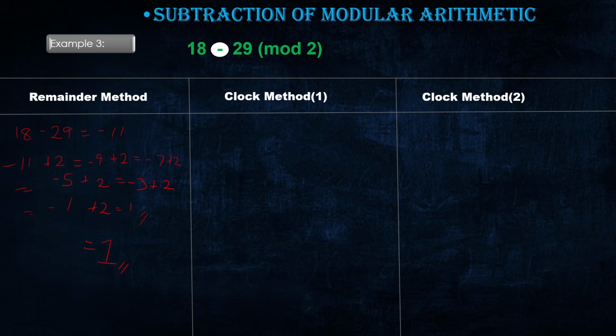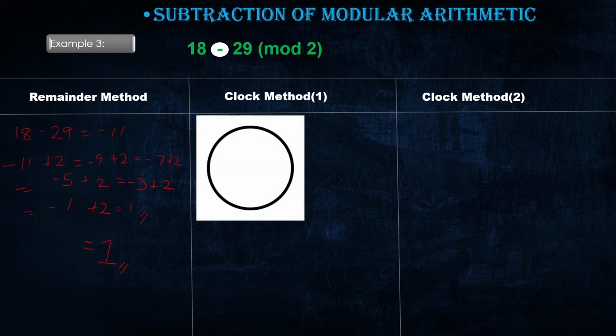And for clock method 1, our clock is going to be like this, 0, 1. So we're going to have 18 minus 29, which is equal to minus 11. Then we're going to start by taking 1 as 1, as we said earlier. So 1, 2, 3, 4, 5, 6, 7, 8, 9, 10, 11. The answer is 1.